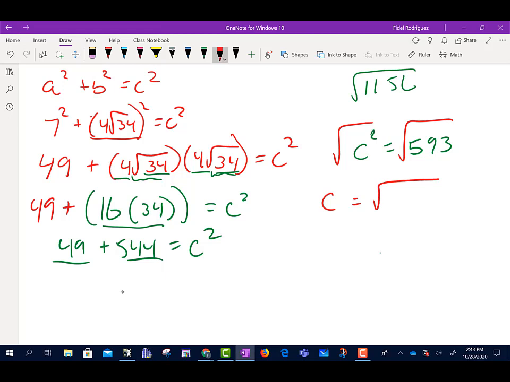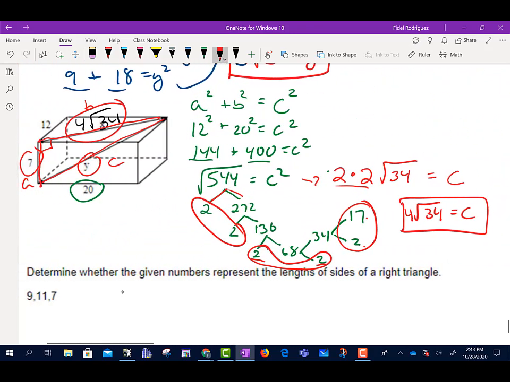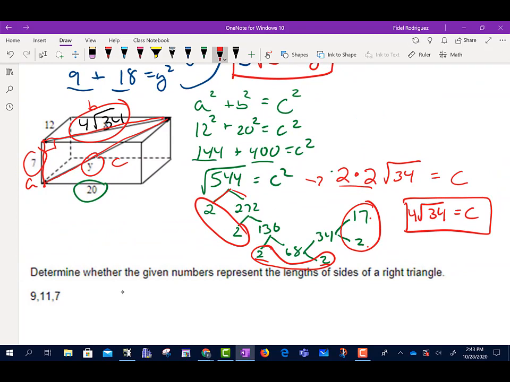So guys, at some point we're going to have to say we've got to stop. So my answer here is going to be the square root of 593. And that is this distance right here, this y value. So we'll go here and we'll say this is the square root of 593.